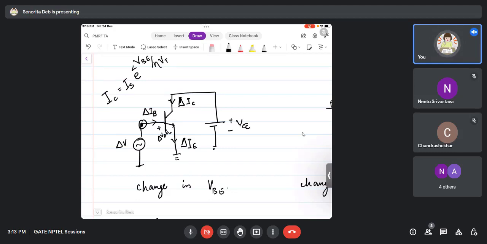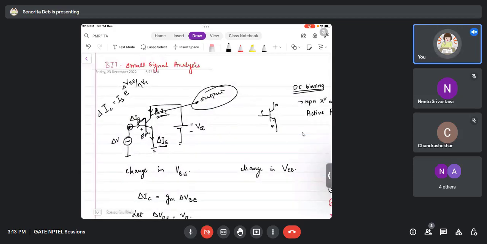And now since there is a change delta VBE present, correspondingly there will be a change in the collector current, and once there is a change in the collector current, there will be a change in the base current also, and in the emitter current also. Okay, and therefore there will be a change in the output from wherever you take the output. So now we are taking the output from collector, so that will also change. Okay, so now let us do an analysis of this.